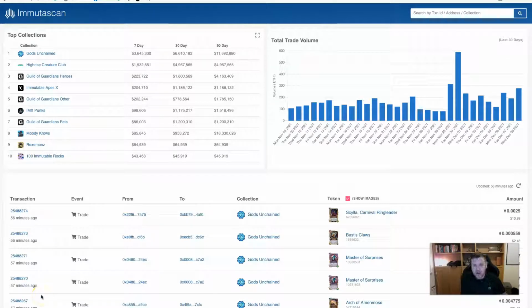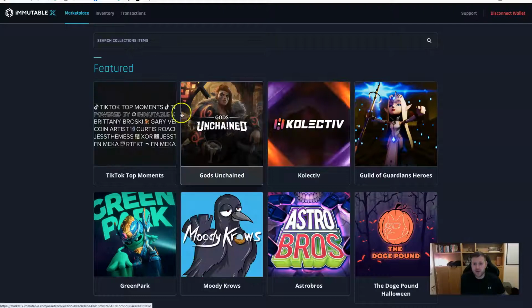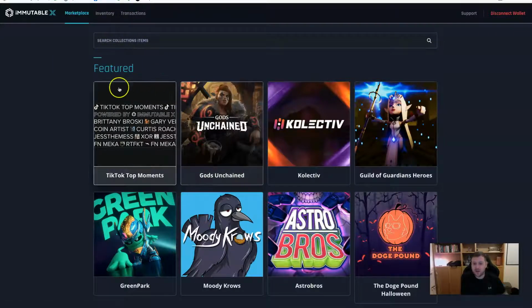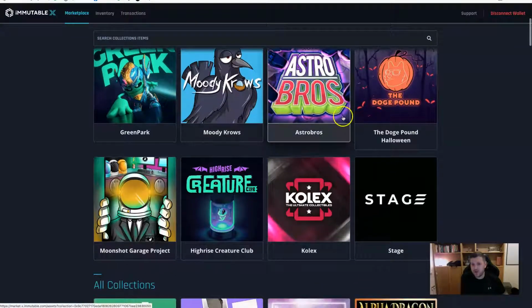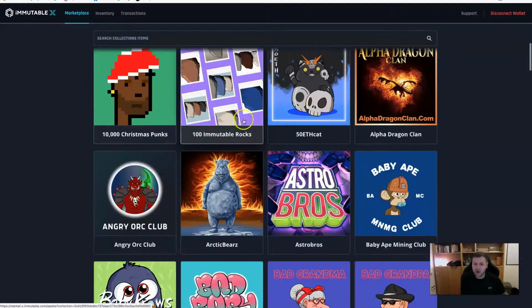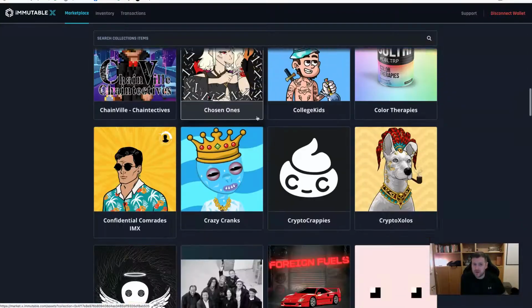What I'm going to show you again is how to find hidden ImmutableX stats. If we go back to ImmutableX real quick, you've got the marketplace here. You can see your transactions, your inventory, and search for collections. Featured collections show here, and you've got all the collections.